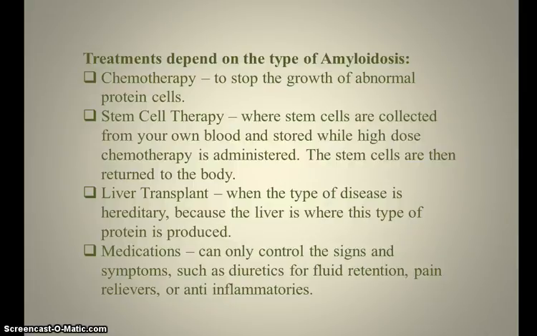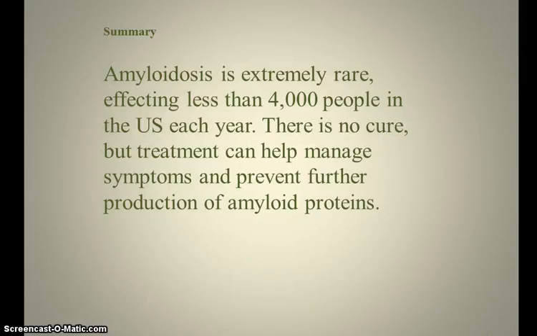Medications can only control the signs and symptoms, such as diuretics for fluid retention, pain relievers, or anti-inflammatories. In summary, amyloidosis is extremely rare, affecting less than 4,000 people in the U.S. each year. There is no cure, but treatment can help manage symptoms and prevent further production of amyloid proteins.